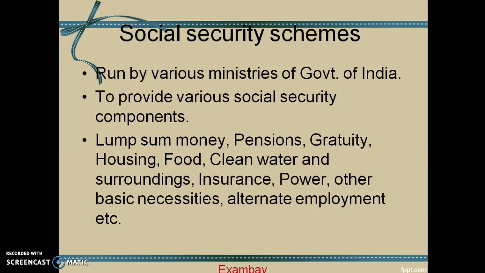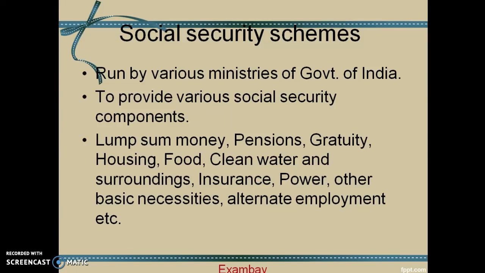Okay, so what are social security schemes? They are run by various ministries of government. We have already covered social security in part 1, so please do watch part 1 before watching this, to cover it extensively. So various ministries like Ministry of Rural Development, Ministry of Urban Development, Ministry of Labor and Employment, and other ministries, also Power Ministry, Water Ministry.